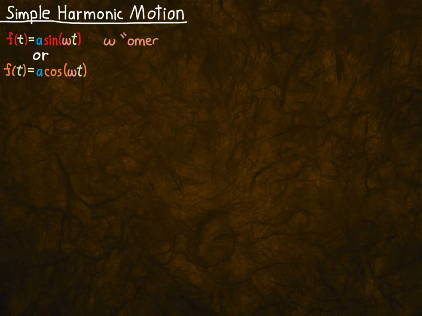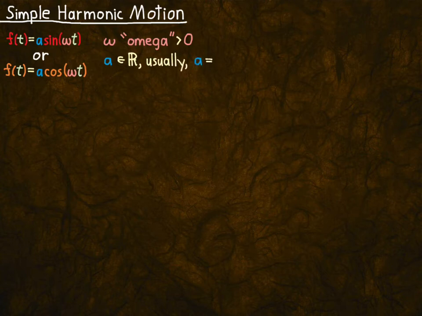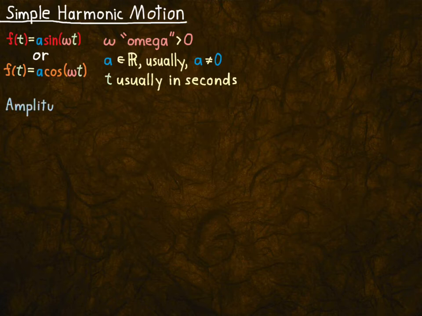That is an omega, not a w. It's a Greek O. And that omega has to be greater than 0 for this. The a could be positive or negative, but it's usually not 0. A equals 0 would be just a flat line, f of t equals 0, right? t is usually in seconds. It could be in other units, though, but most often it's in seconds. And t is time. For simple harmonic motion, t is time.